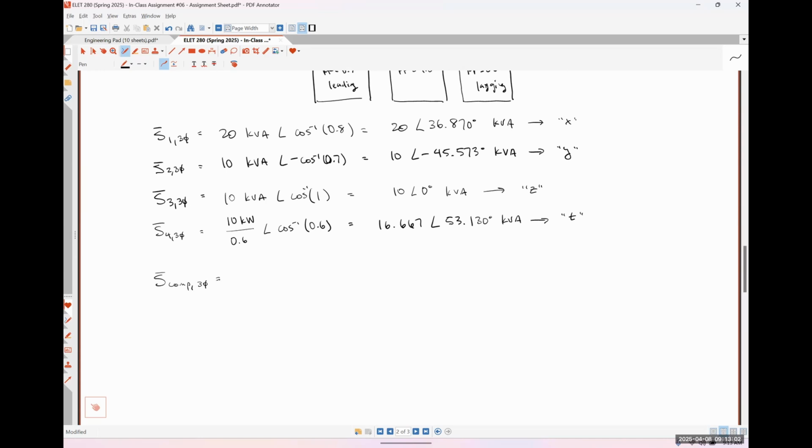So what is the total complex power absorbed by my composite 4 loads going to be? Just add all those together. Yep. So X plus Y plus Z plus T, which I got to be 46.690 with an angle of 22.931, actually 932 degrees.